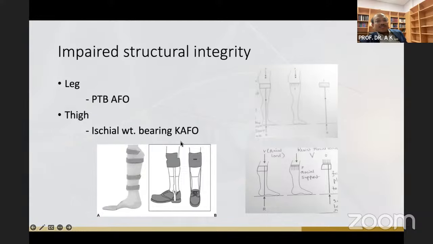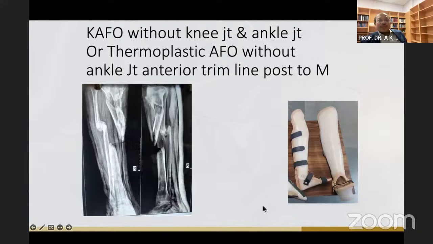Otherwise, it should be the ischial weight bearing cuff. I have already shown what the ischial weight bearing cuff is. In that case, the body weight is directly transmitted from this area to the ground. Okay, so see, this is a real case, it is my case, that I have shown. There were almost 7-8 operations, even an Ilizarov was attempted, but because of the severe skin condition it was almost at the verge of amputation, but ultimately somehow the limb was saved.